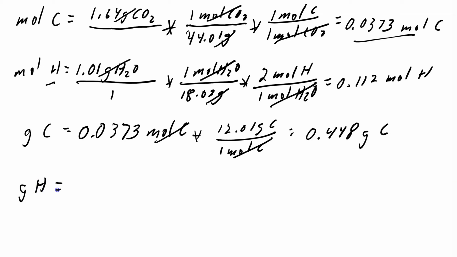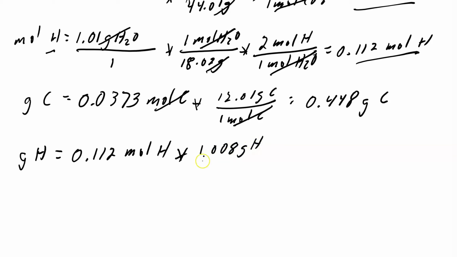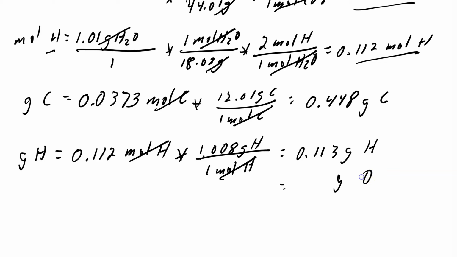For hydrogen, the same type of approach. My grams of hydrogen is going to equal the number of moles of hydrogen that I calculated in this compound, which is 0.112 moles of hydrogen, times the molar mass of hydrogen, which is 1.008 grams of hydrogen per 1 mole of hydrogen. And doing the math on this, we get 0.113 grams of hydrogen.